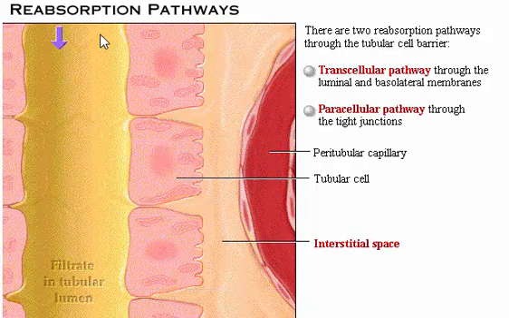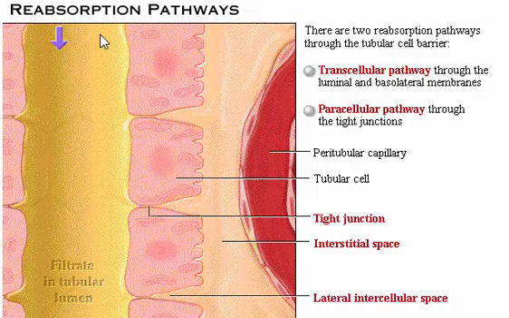The second pathway is the paracellular one, through the tight junctions into the lateral intercellular space. Certain tight junctions are not as tight as the name implies and will allow this pathway, while others will not. Click the arrow and follow it through the paracellular pathway.